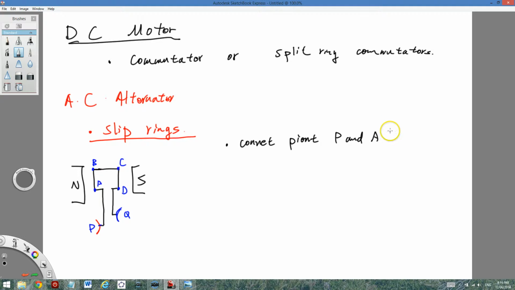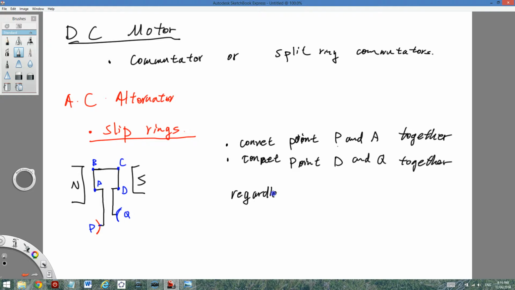together, no matter how it rotates. Also, it connects point D and Q together, regardless of which side it's on, regardless of the rotation, and the position of side AB and side CD.